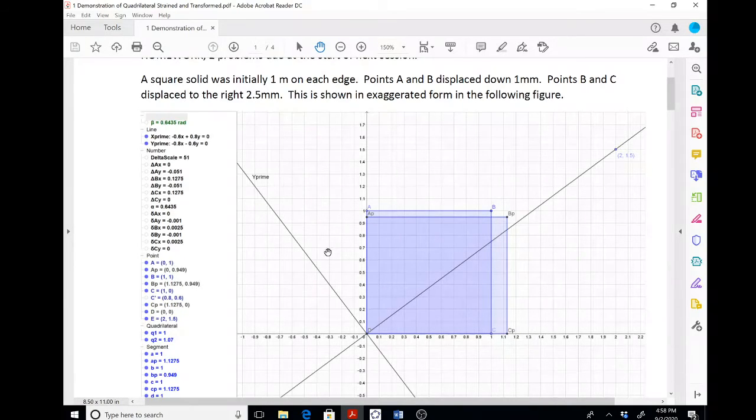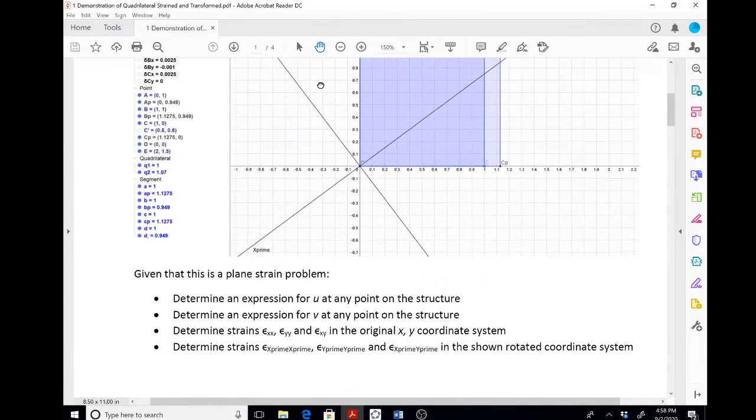And then the question is, well, there's a series of questions. Let's describe the displacement at any point on the structure. In the U direction, which is parallel to X, and the V displacement, in the Y direction, at any point on the structure. Let's determine the strains in the original coordinate system, and you can call this gamma or epsilon, it doesn't matter.